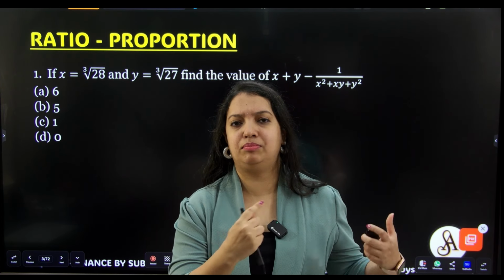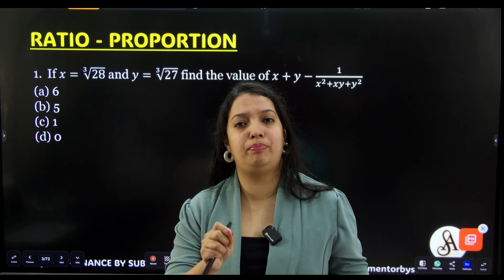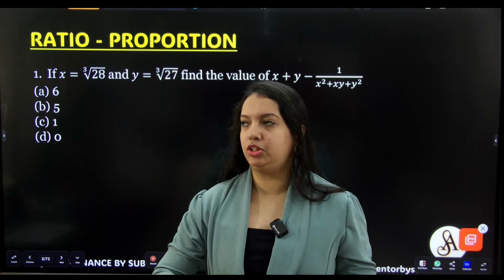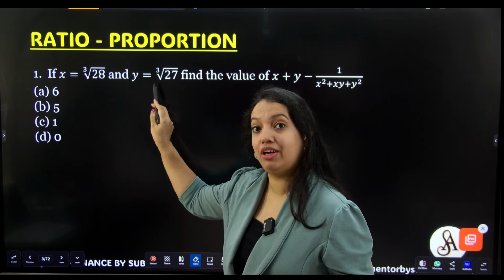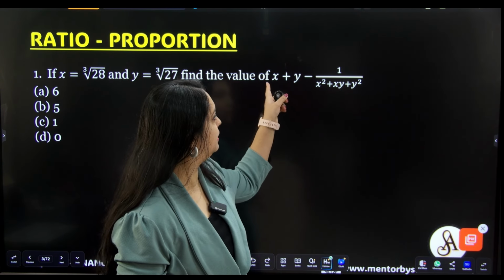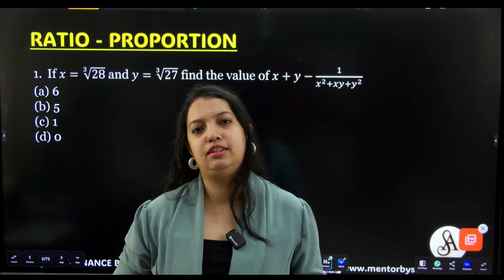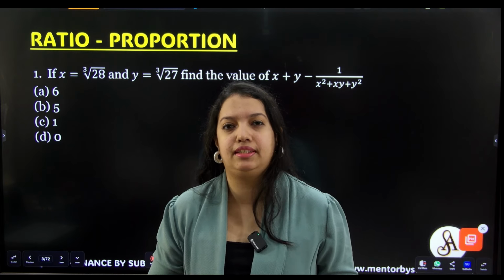Method number 1, something that I have taught in the equations chapter, we can use the a cube plus b cube formula. Number 2, since they have given you x and y numerical values, we are going to convert x and y into numbers and solve this using a calculator. Method number 3 is something we learned in our school days, 8th, 9th and 10th standard.